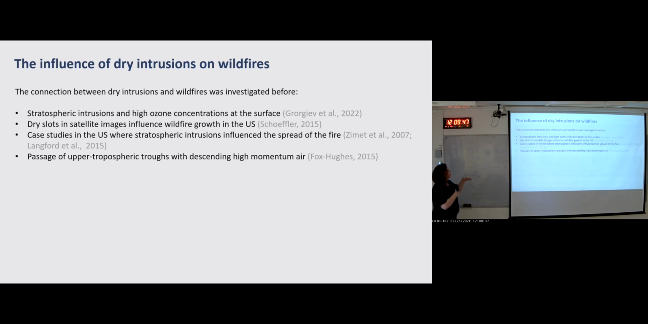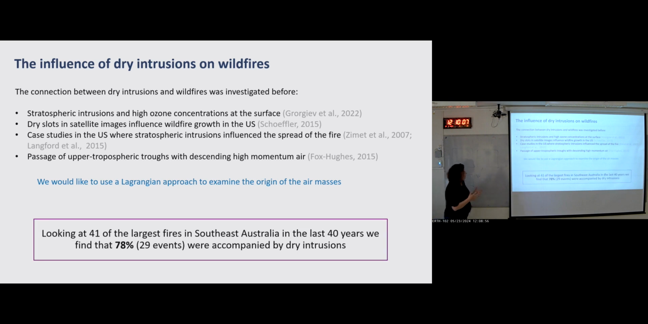They look at the satellite image, see where the fire is, try to connect both, and look at the upper-level structure. What we wanted to do is use a Lagrangian approach. So we wanted to actually look at the air masses as they move from the top of the troposphere all the way down to the surface and see what's happening to them. We started by comparing the databases that we have. We took 41 fires from the last 40 years, really the biggest ones, and we saw that almost 80% of them have a very strong dry intrusion event that happened at the same time. That was the starting point of the research.